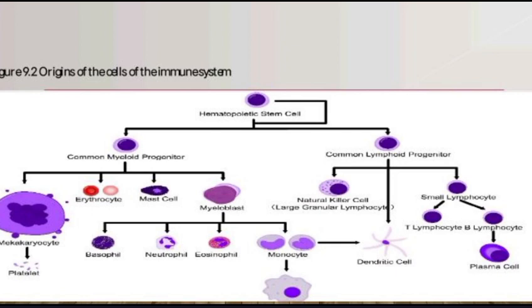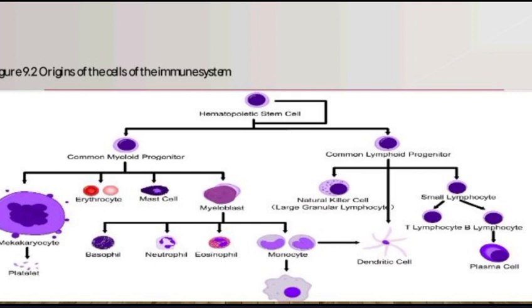Figure 9.2 shows the origins of the cells of the immune system. The multipotential hematopoietic stem cell, or the hemocytoblast, differentiates into either the common myeloid progenitor or the common lymphoid progenitor. The common myeloid progenitor and the common lymphoid progenitor continue to differentiate along cell lines into lineage-restricted progenitor cells that become final and mature blood cells.